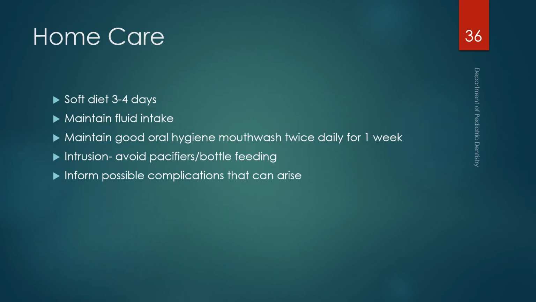All right, so once you have the traumatic injuries, there is certain home care that the child must take. The child must be put on a soft diet for 3 to 4 days. This is for the pain to come down and the splinting to settle down. Then we have to maintain fluid intake, make sure the child is drinking a lot of water and juices to maintain hydration. Then of course, oral hygiene.